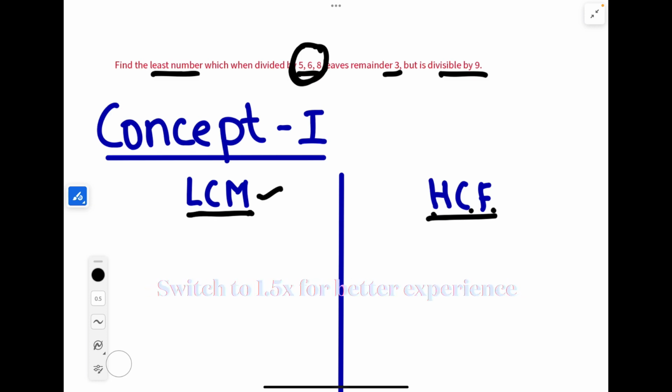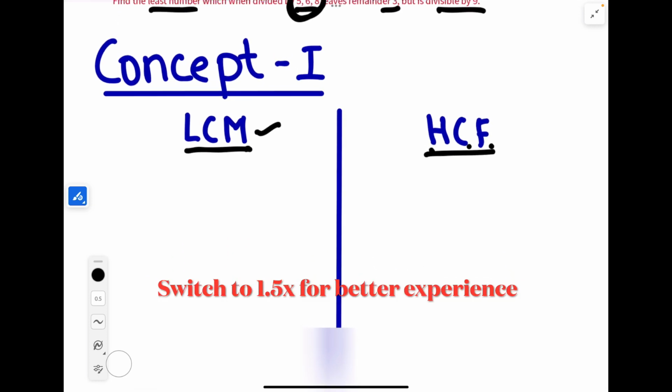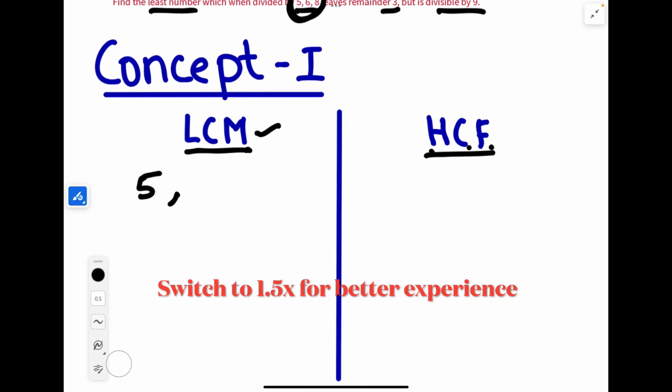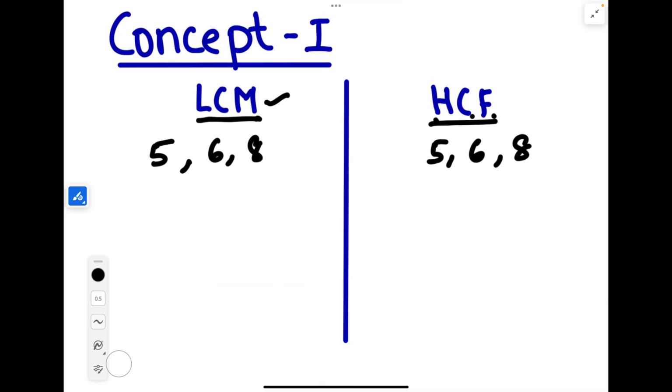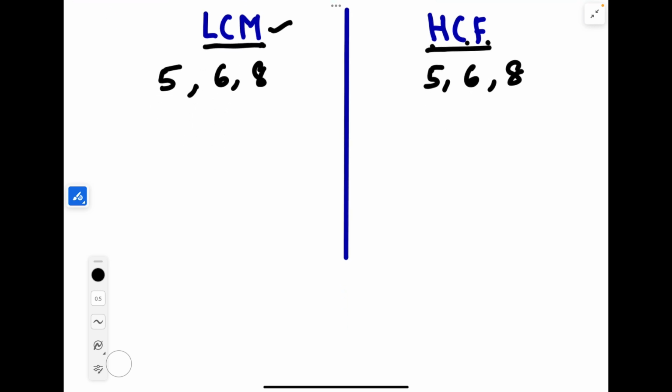And find its LCM and HCF. 5, 6, 8, we will find LCM and HCF. That means LCM value is always greater than HCF value. So whenever we are finding LCM or HCF, we have to write each number as a product of prime numbers. Already 5 is a prime number. 6 can be written as 2 times 3. 8 can be written as 2 cube.